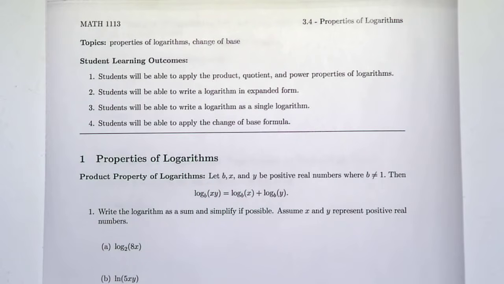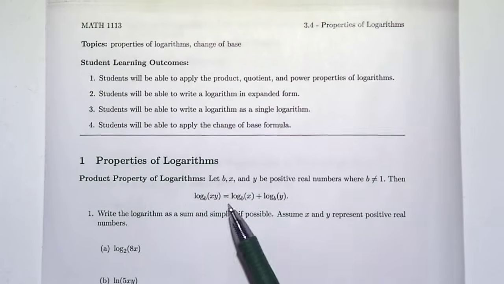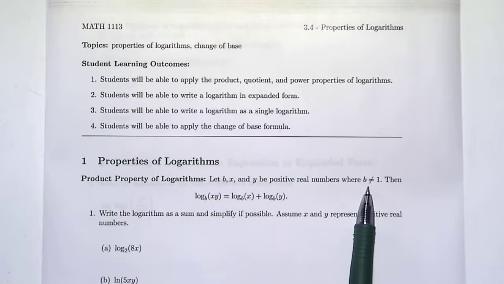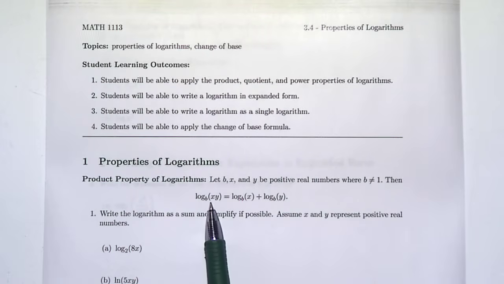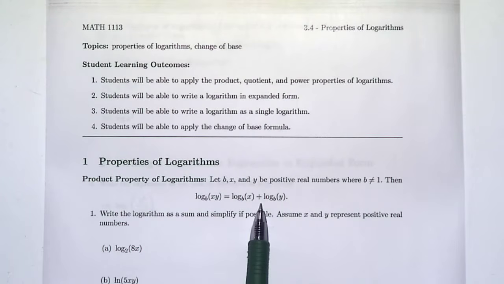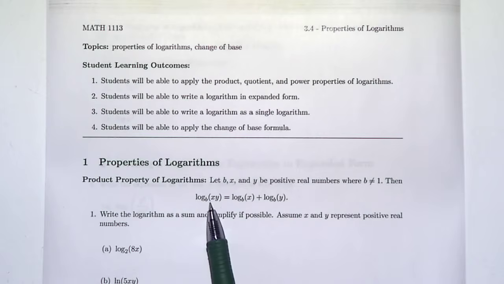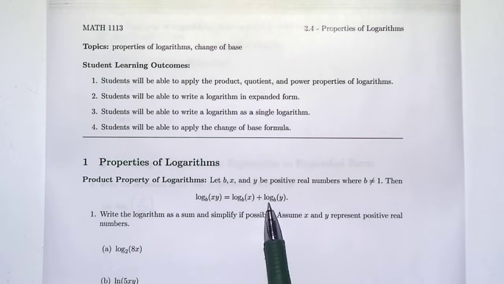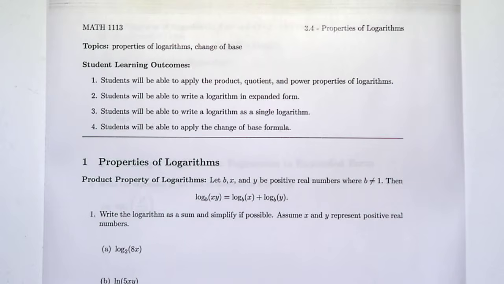So let's talk about the very first property, product property of logs. Okay, so suppose that b, x, and y are positive real numbers where b is not equal to 1. All right, so b is going to be the base of our log, so we can't have a base be 1. All right, so the product rule says that if we are multiplying inside of our log, so log base b of x times y, then we can break it up into two separate logs where instead of multiplying, we actually will add. All right, so we can break up multiplication inside of the log into separate logs with the same base, but add those together.